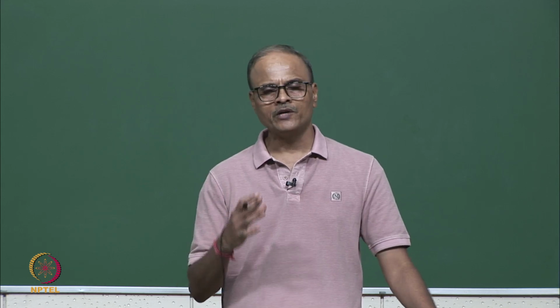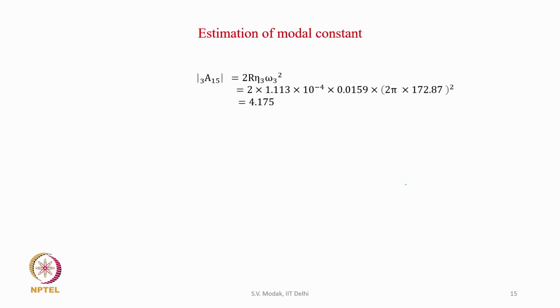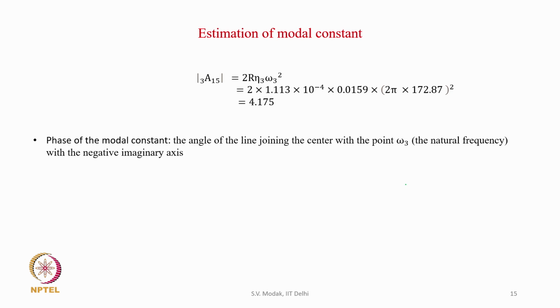First we will find the magnitude and then the phase of the modal constant. We know the expression for the magnitude of the modal constant, which is 2 r eta 3 omega 3 squared, and the modal constant which we will obtain will be A 3 1 5, because it is the peak 3 and the FRF is transfer receptance alpha 1 5. So, we get the magnitude of the modal constant, because we know the radius of the circle and we also know the modal loss factor and the natural frequency for the third peak. Similarly, we find the phase of the modal constant.